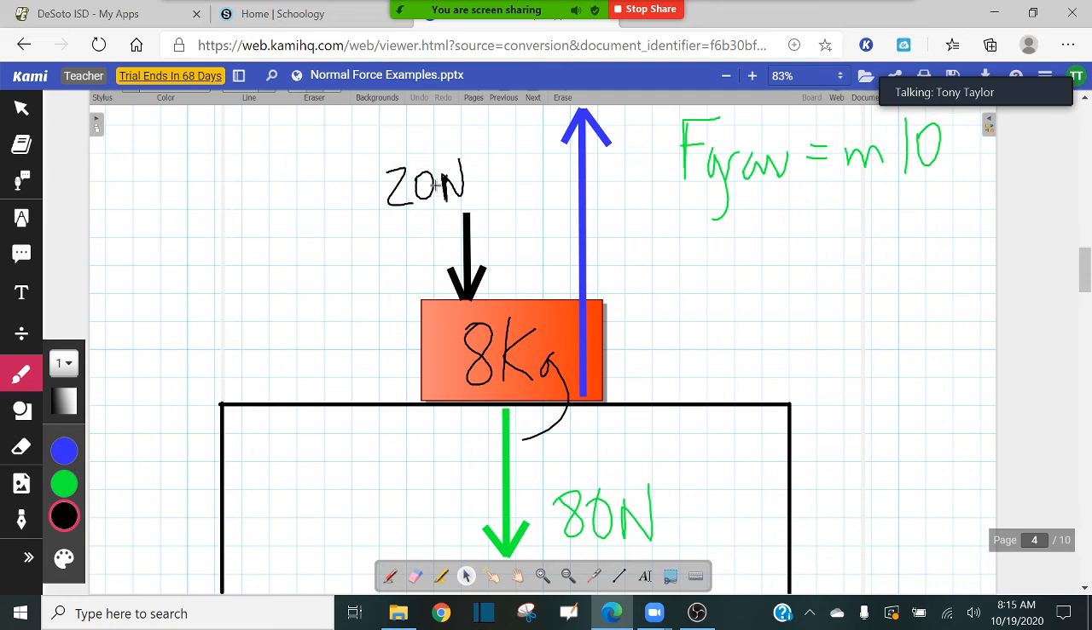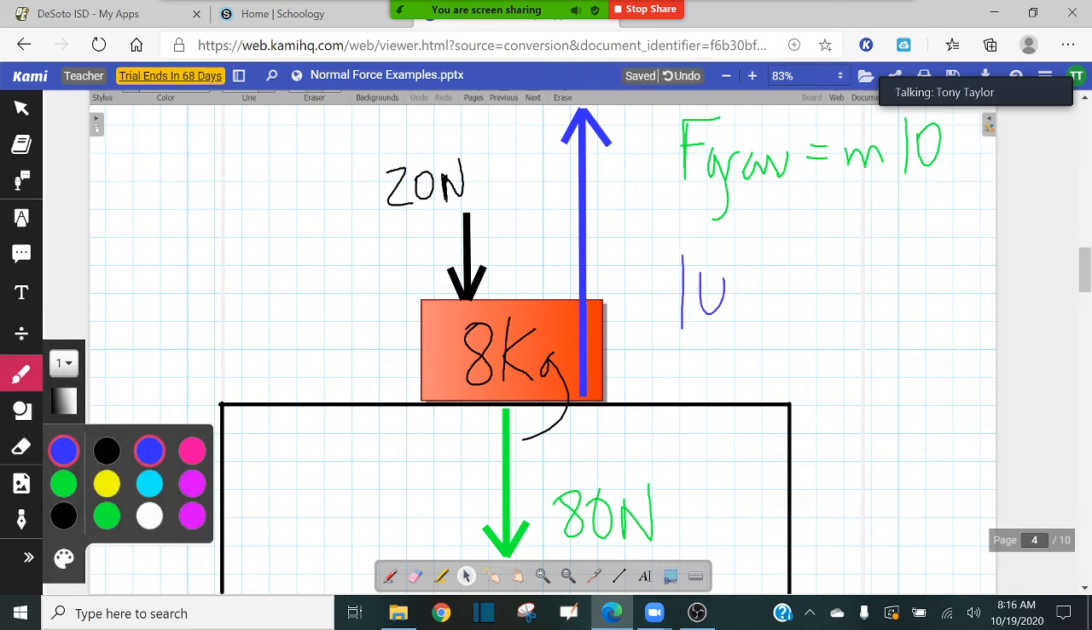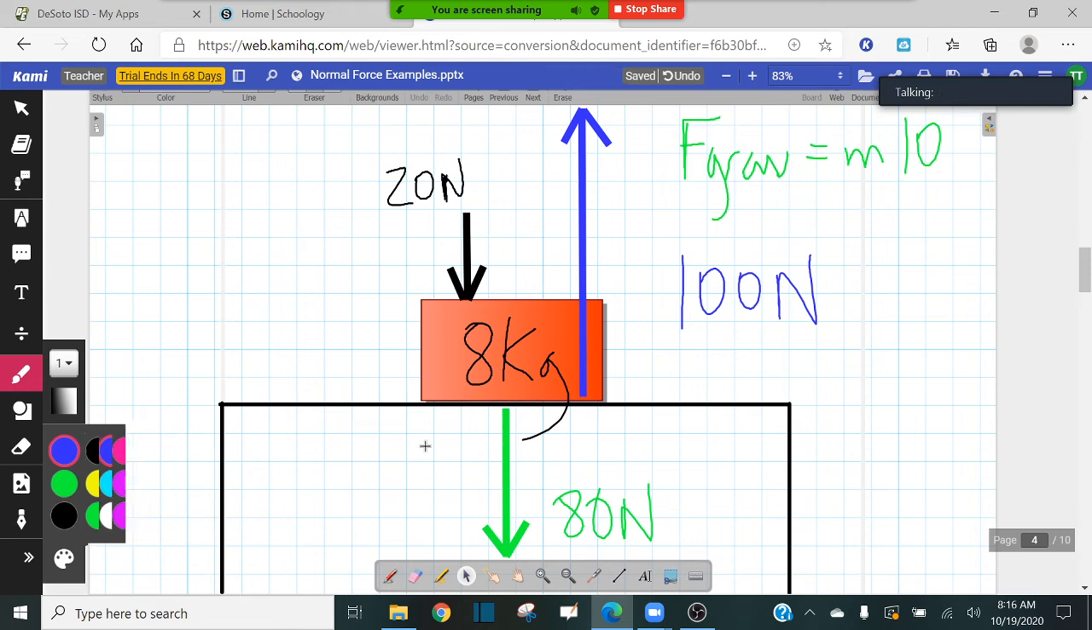Well, since this force is 20 newtons and this force is 80 newtons, 20 plus 80 is equal to 100. So in this case, the magnitude of my normal force is 100 newtons.